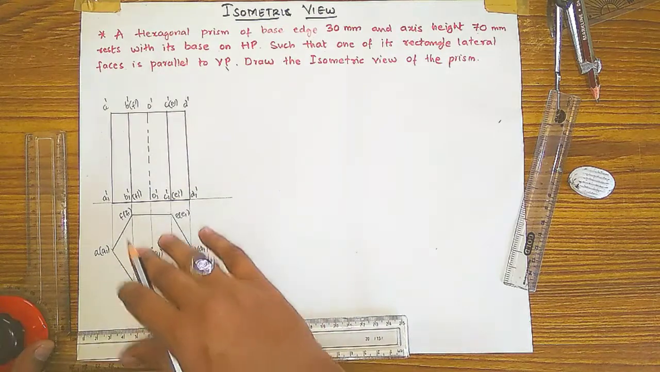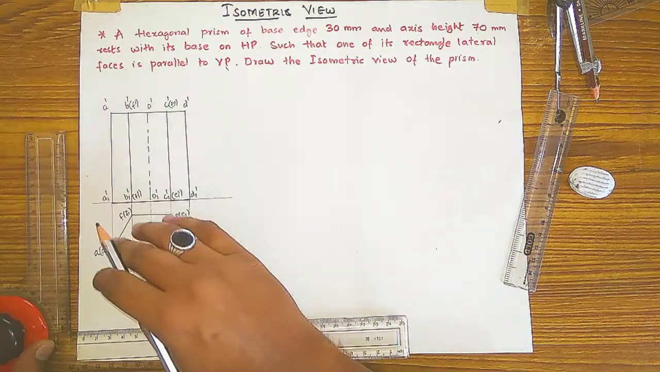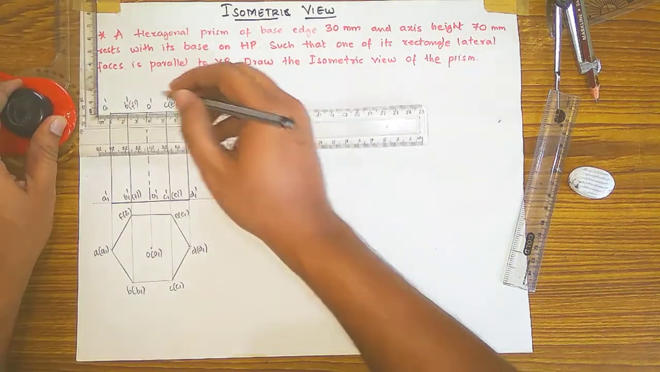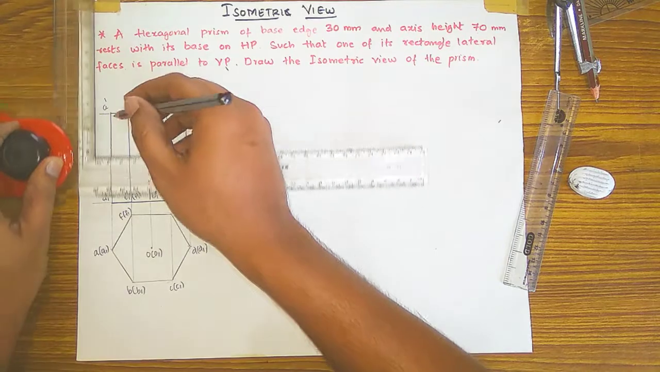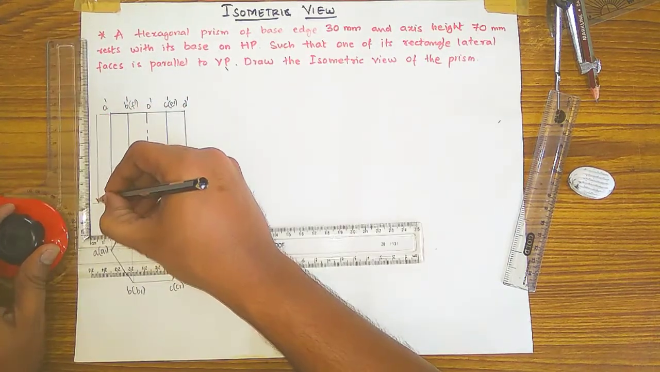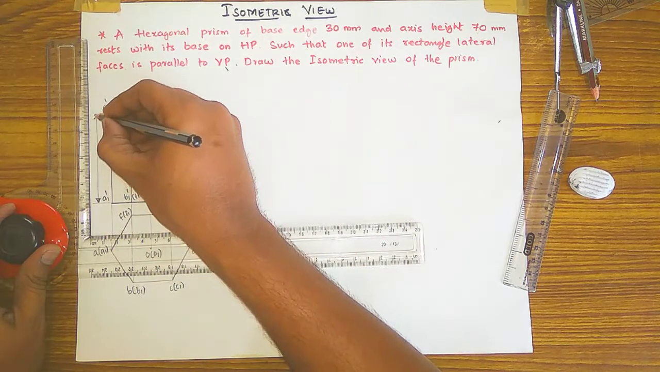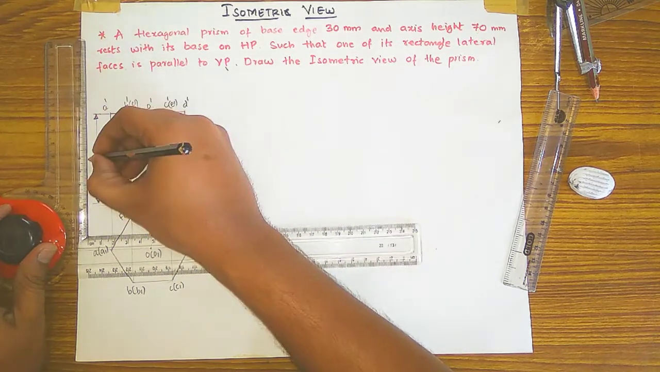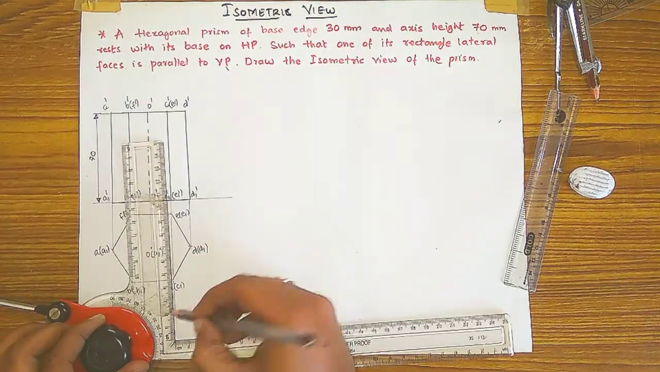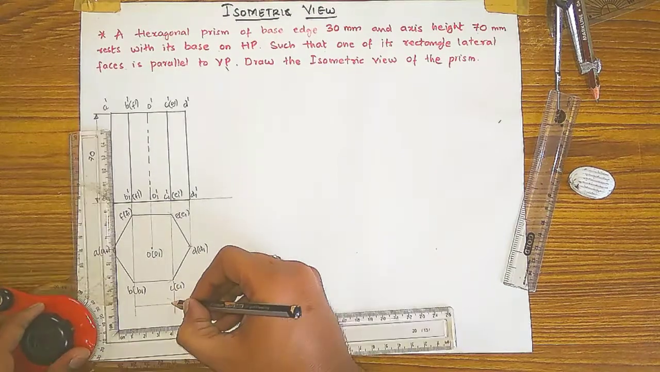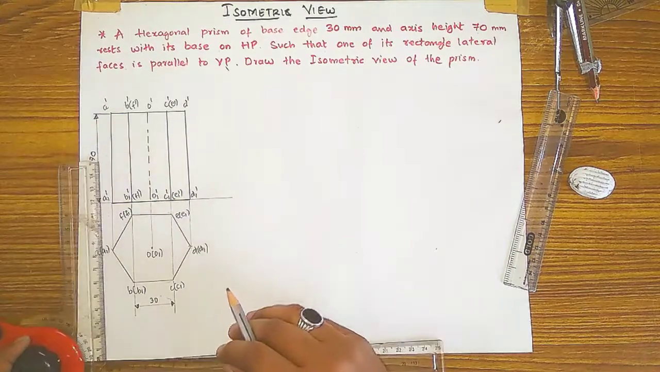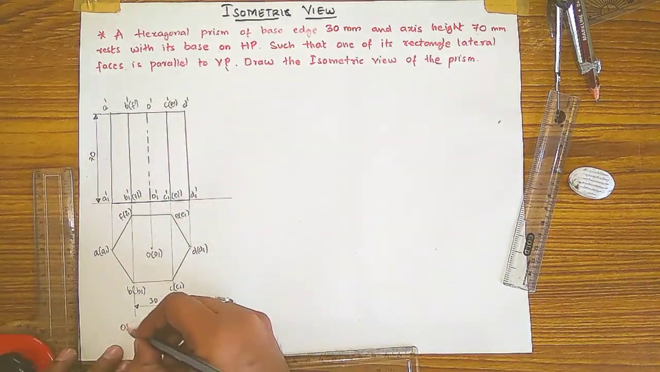Means hexagonal prism top view and front view you have completed. Now show the dimensions of this prism, taking the extension line like this, dimensioning line, arrow marks, and this is 70 mm. And also show the side of the hexagon by taking extension lines, dimensioning line, arrow marks, and this is 30 mm. Okay, this is the orthographic view.